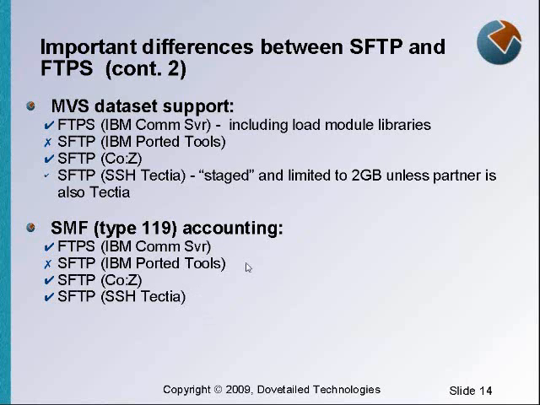SMF accounting is real important these days in terms of auditing. And FTP, of course, has these records it writes. The newest form is SMF 119 records. SFTP doesn't do that at all with Ported Tools. In Cozy or Tectia, both of those products write compatible records with FTP, SMF type 119 records.